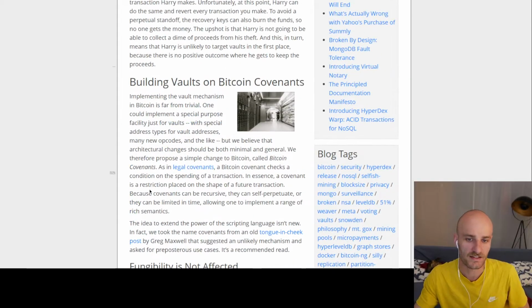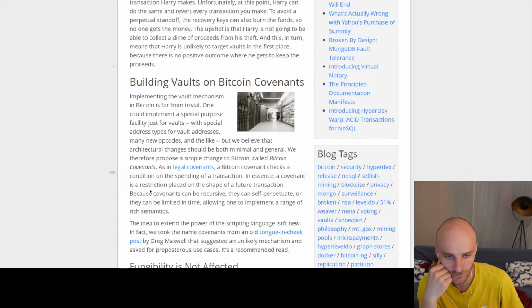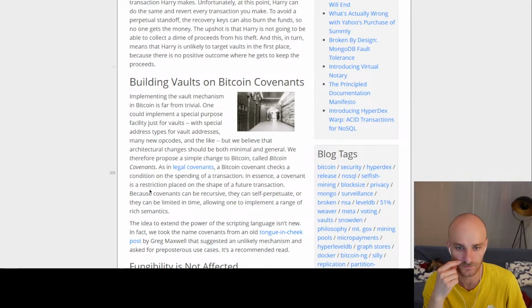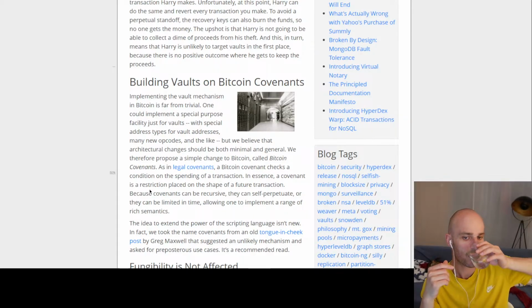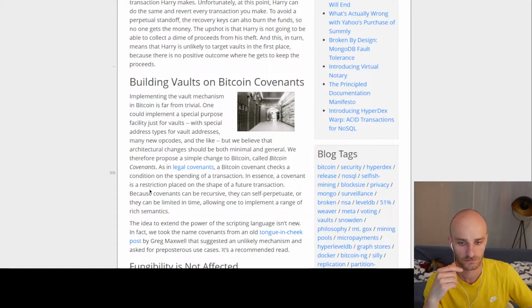Okay, so building vaults on Bitcoin Covenants. Implementing the vault mechanism in Bitcoin is far from trivial. One could implement a special purpose facility just for vaults, with special address types for vault addresses, many new opcodes and the like. But we believe that architectural changes should be both minimal and general.